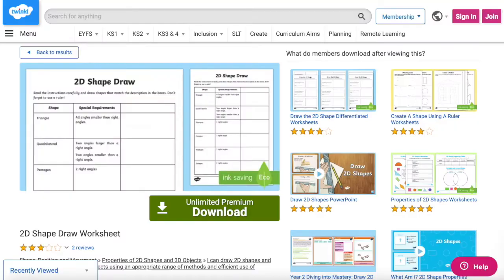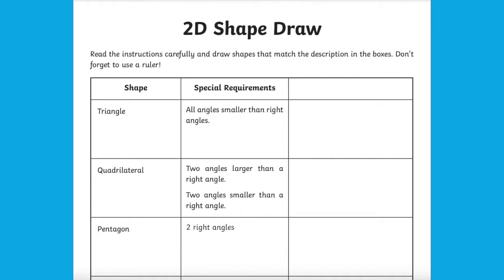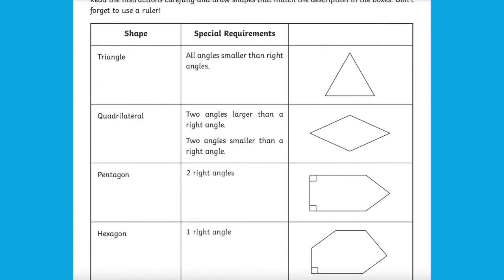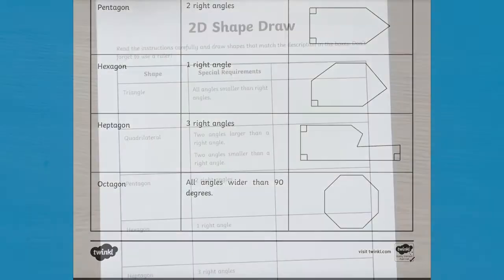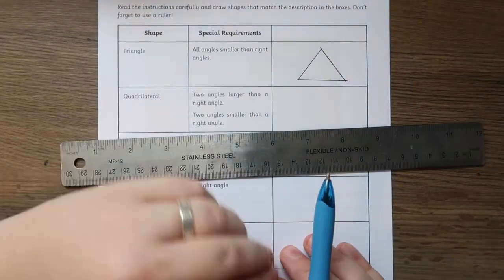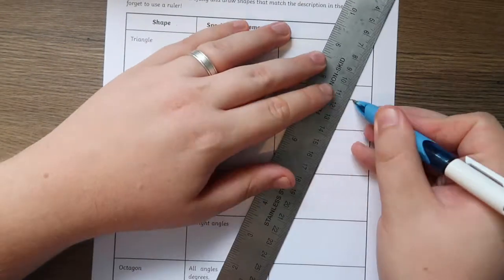The 2D Shape Draw Worksheet contains instructions to draw shapes that match the description in the boxes. Pupils can draw the said shape with the given requirements in the shape provided. An extension for this task is to challenge your children to think about how many different ways that they can draw each of the shapes asked.